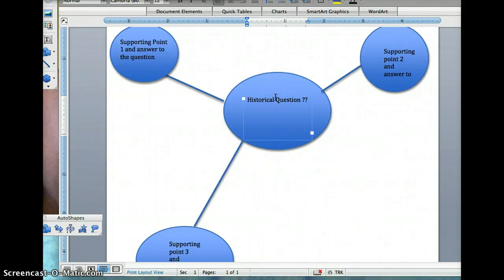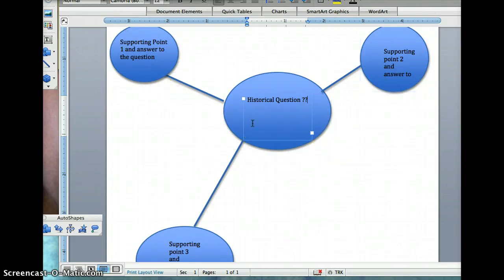You have your historical question in the center of the mind map, and you would actually write out your historical question, and then you would put supporting point number 1, and that's the first way you're going to answer the question, and then supporting point number 2. That's the second way you're going to answer the question.